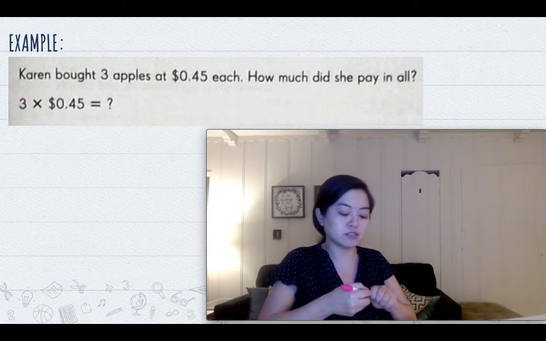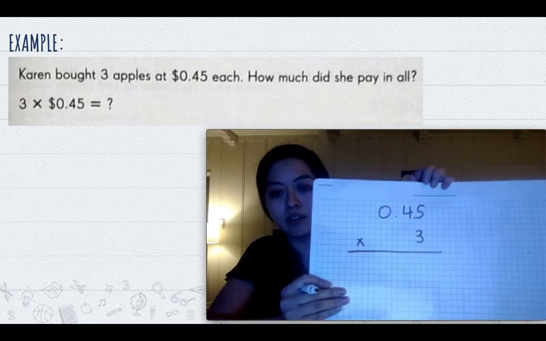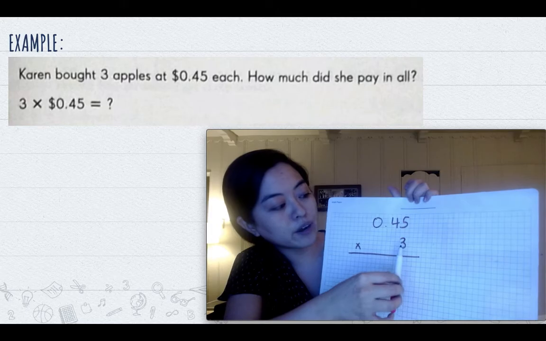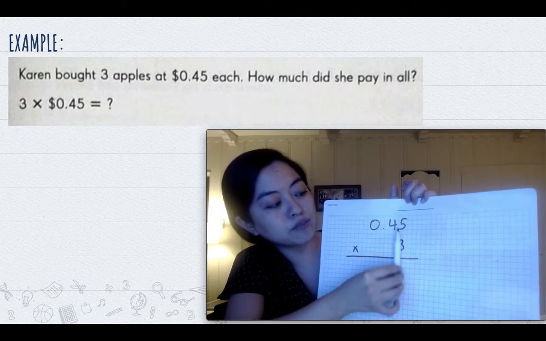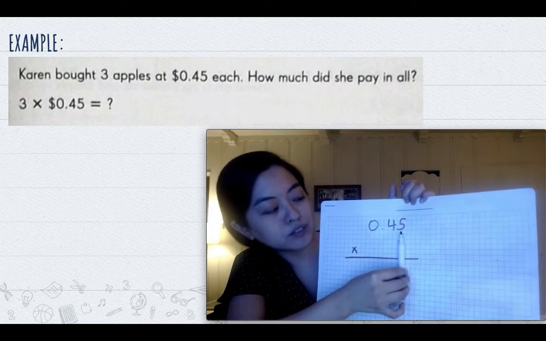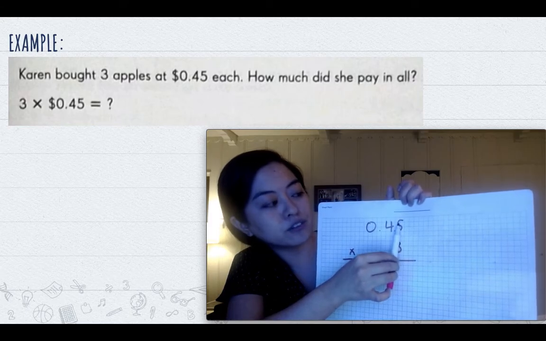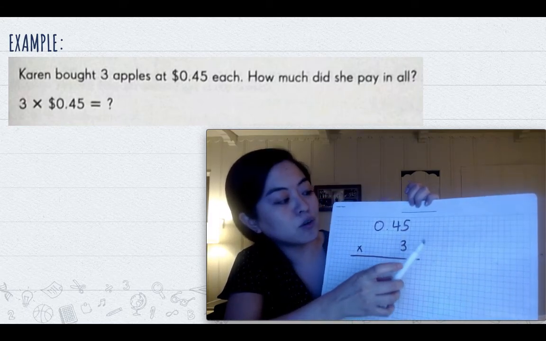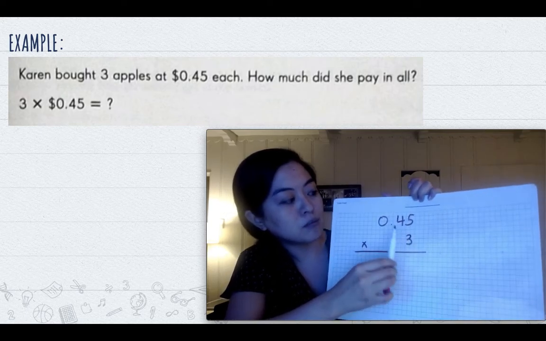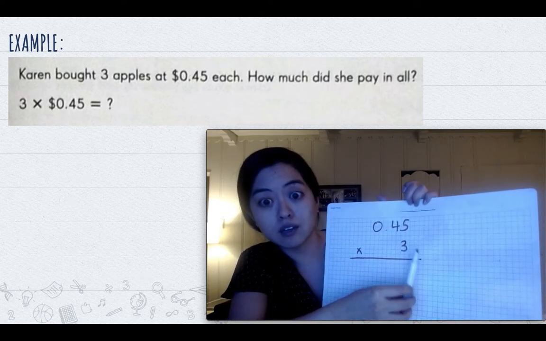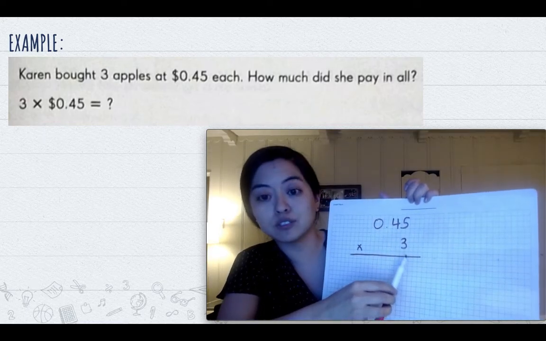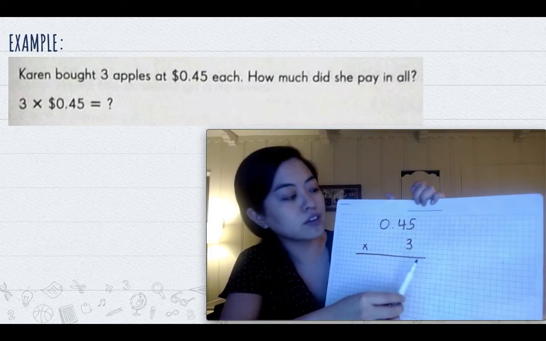Remember that we're going to set up our vertical multiplication like this, where the whole number, you can just put it right underneath the lowest place value column, which will be under the 5 in the hundredths, okay? All right? And so when you do this, pretend you're just multiplying 0, 4, 5 times 3. Ignore the decimal point for now, okay?